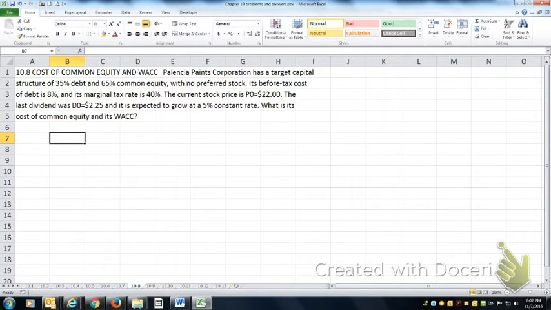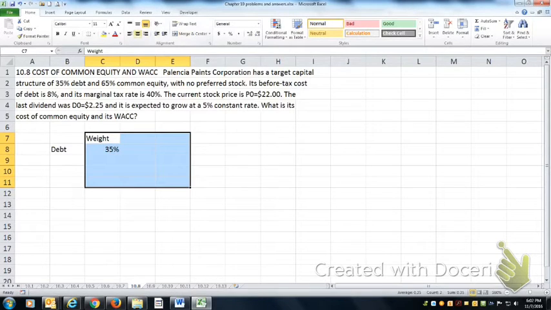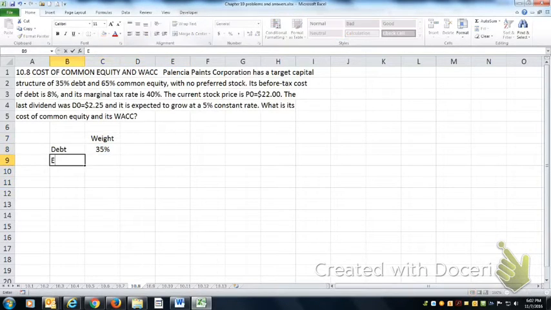The debt has a weight in the capital structure of 35%, and the equity has a weight of 65%. So the total on both of those, of course, comes up to 100%. So it's either debt or equity in their capital structure.